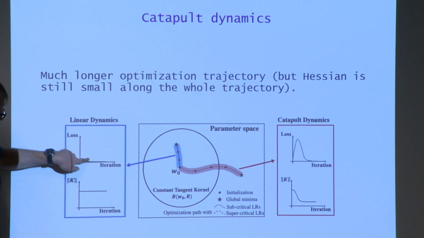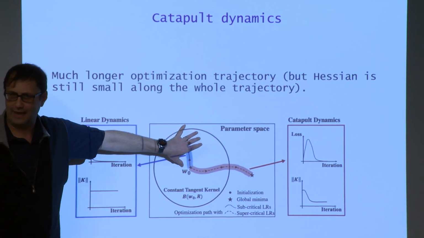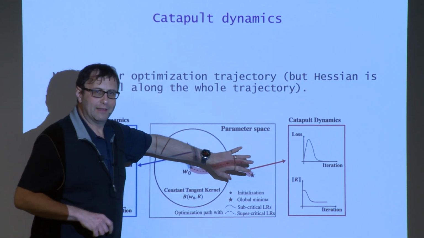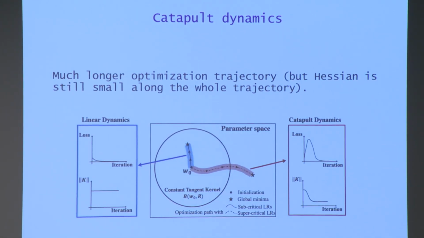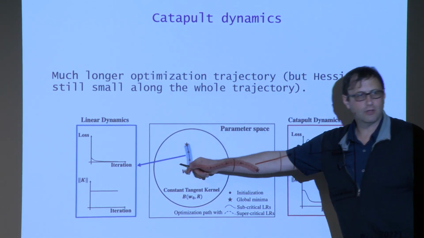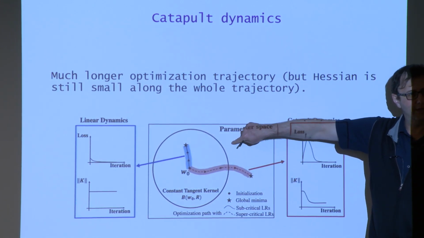So here you see the loss function goes down monotonically, and the kernel stays fixed, because that's this NTK type of regime. And the interesting thing is that even here, the whole trajectory is still in the NTK regime. What do I mean by NTK regime? It means that the Hessian is actually small across this whole trajectory. And if you decrease the step size here, you still converge very quickly.